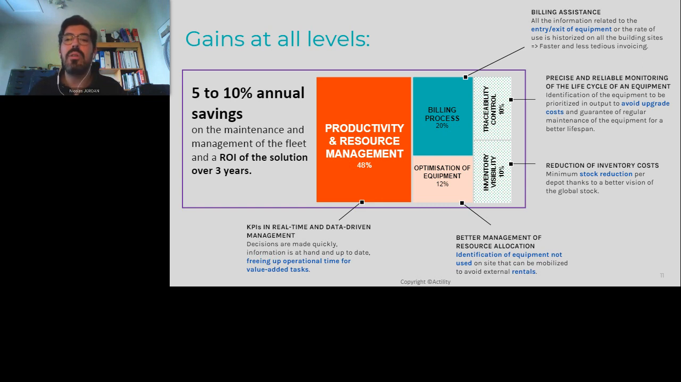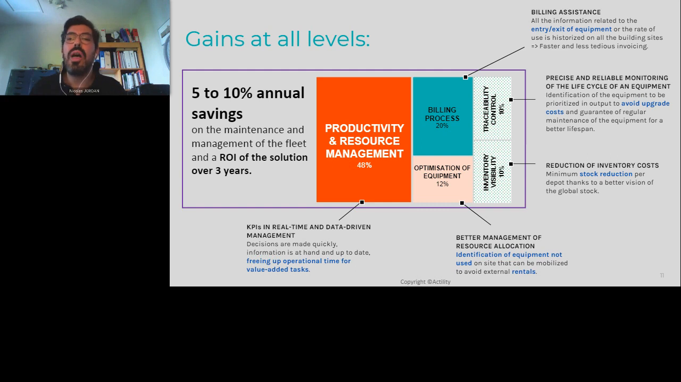You also have better stock management, so you can reduce your stock cost, and it represents 10% of the reductions. You can also optimize because you know when the tools are used and can track how often they have been used, so you can increase the quality of the life cycle of the equipment and avoid upgrade costs by monitoring if the tools must be replaced in advance, if it's fully amortized, and that's quite important.